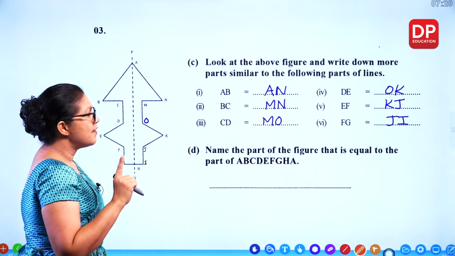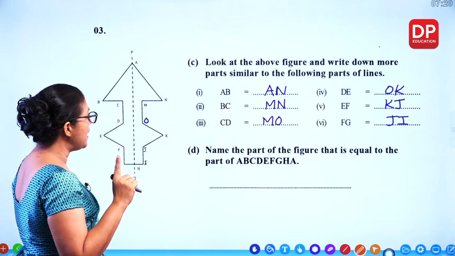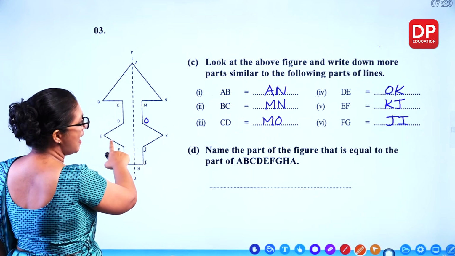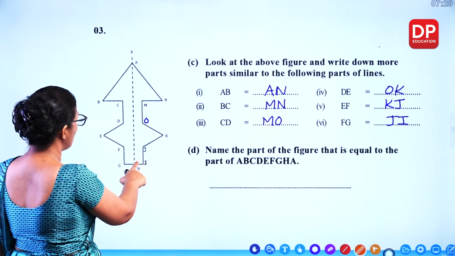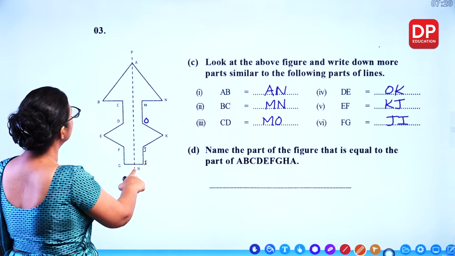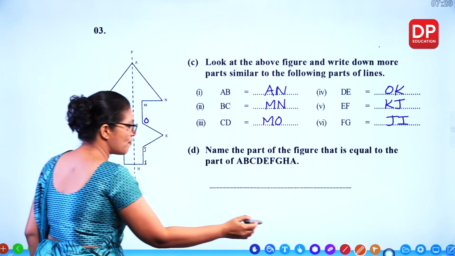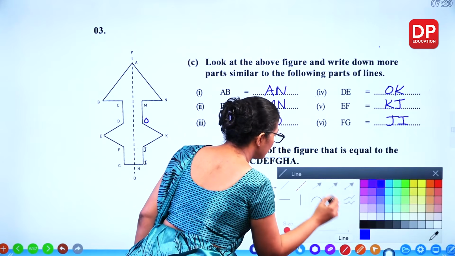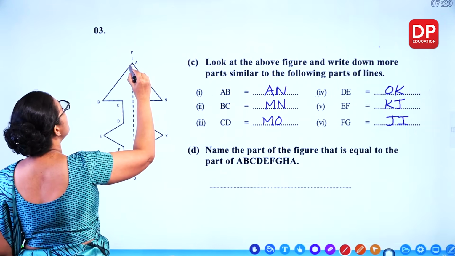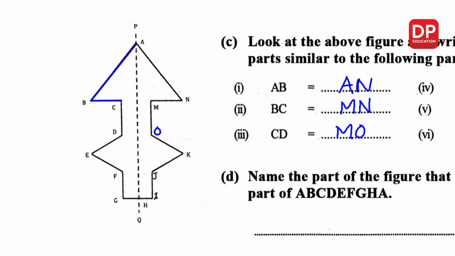Name the part of the figure that is equal to the part A, B, C, D, E, F, G, H, A. So that means this part. If I highlight that one, A, B, B, C, C, D, and E, F, G, H, H, and A. So this figure, what's the other part?